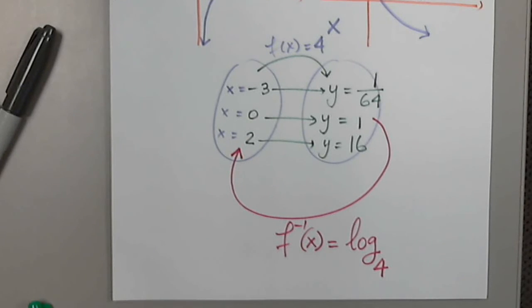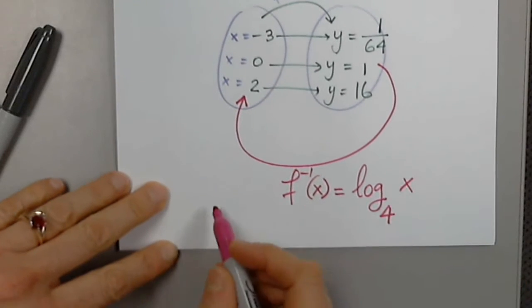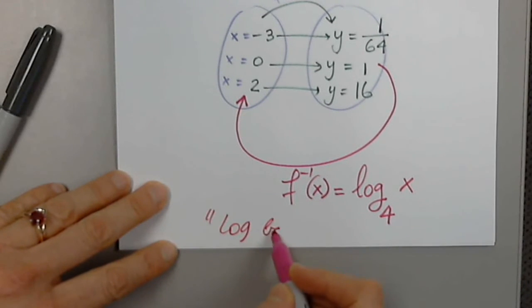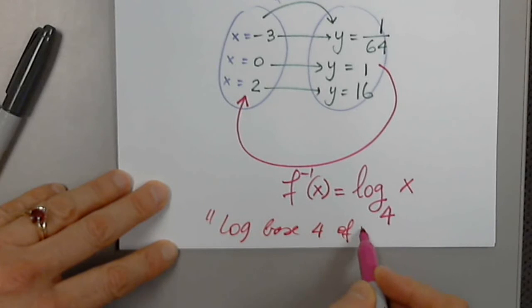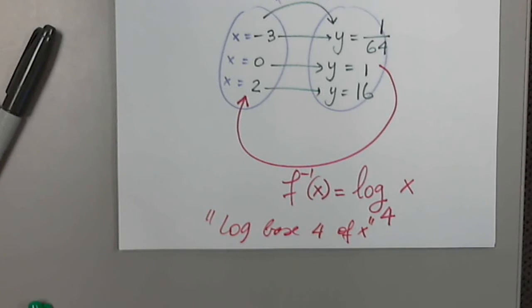Okay? So how do we read this one more time? Log base 4 of x. This is the way we read the function. That's the way the function was defined. So one more time, we read it log base 4 of x.